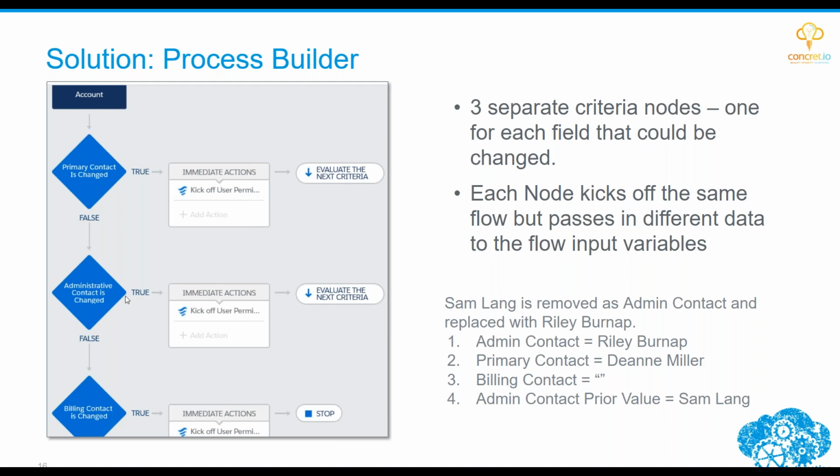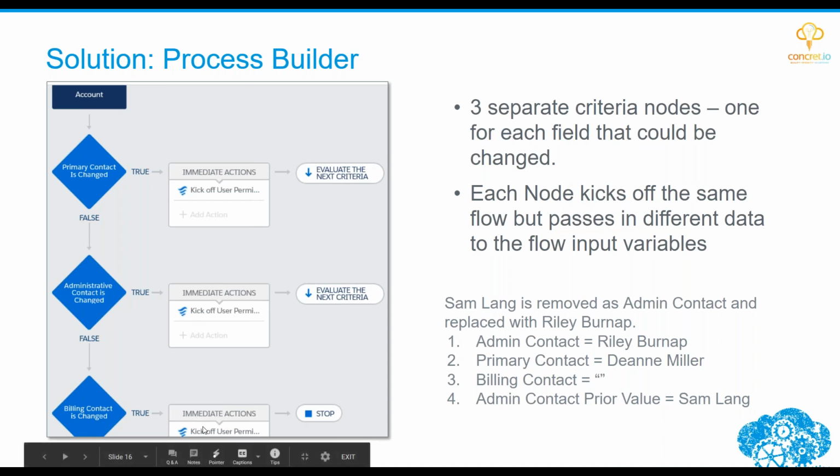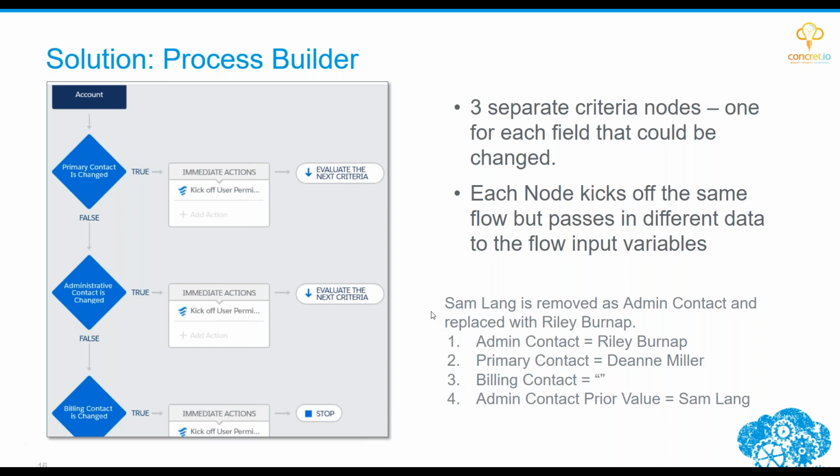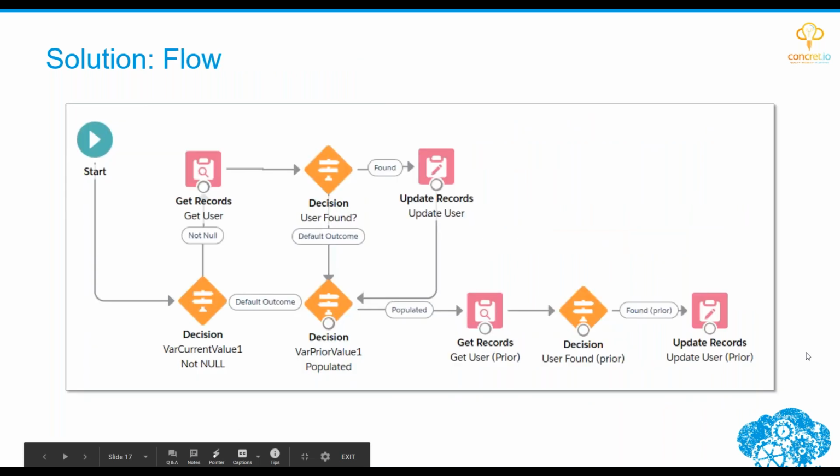The same is true for the admin contact immediate action and the billing contact immediate action. We've got 4 values being passed in for each one of these flows. So instead of talking in generics, let's talk about an actual scenario. We have this person, Sam Lang, and they are removed as the admin contact and replaced with Riley Burnap. So our current admin contact is going to be Riley Burnap. Our current primary contact is Deanne Miller. We have no billing contact, and our previous admin contact was Sam Lang.